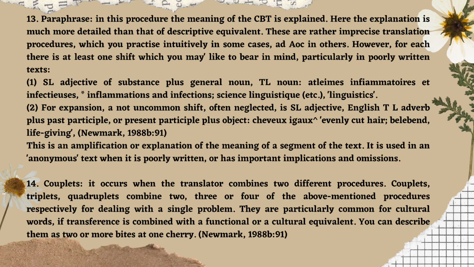Number 14, couplets. It occurs when the translator combines two different procedures. Couplets, triplets, quadruplets combine 2, 3, or 4 of the above-mentioned procedures, respectively, for dealing with a single problem. They are particularly common for cultural words if transference is combined with a functional or a cultural equivalent. You can describe them as 2 or more bites at one cherry.